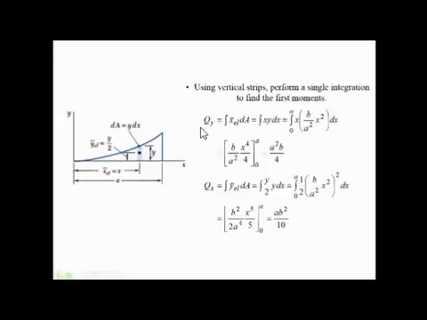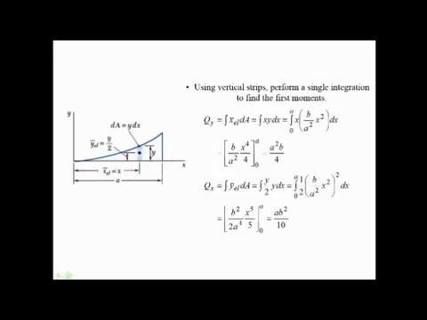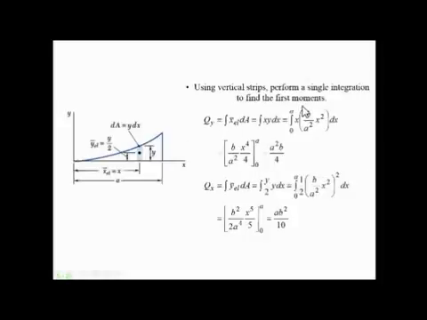First of all, consider Qy, that will be the linear integration of xy into dx. All the values are known to us, x and y from the previous slides, into dx. So Qy will be a squared b by 4. Similarly, Qx will be b squared a by 10. Now that was about selecting the vertical strip and following the single integration method to find the first moment.